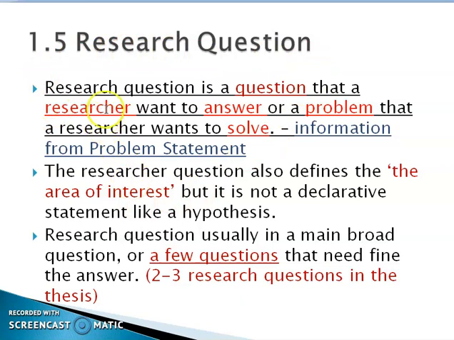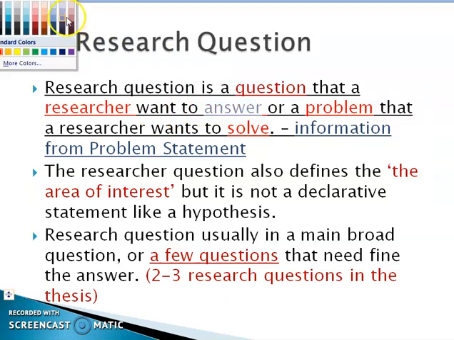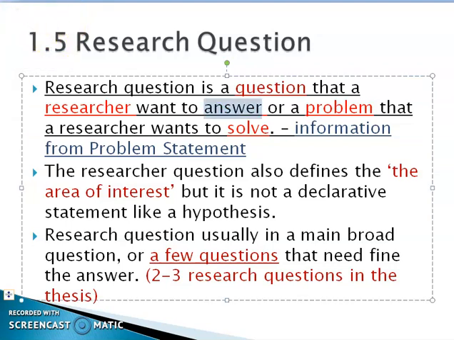1.5 is research question. A research question is a question that a researcher wants to answer, or a problem that a researcher wants to solve. The idea or information, the question or the problem to be addressed in the research question, is usually already informed in the problem statement. Some ideas already explained in the problem statement need to be highlighted in the research question. So there is a relationship between the problem statement and the research question.